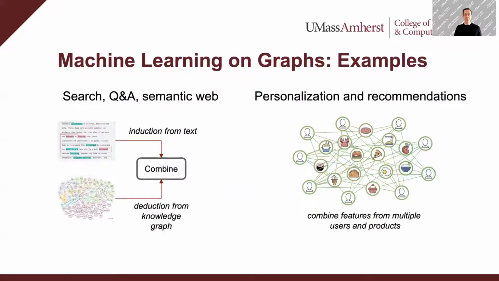Machine learning on graphs in particular is becoming increasingly popular in many applications, such as search, Q&A, semantic web, where you have a knowledge base and you want to integrate deduction from this knowledge base with induction from information that you extract from the text, and also personalization and recommendations. For example, you could have a graph that represents users, their relationships, whether they buy or like certain products, and how products are connected with each other. Then you can use this information to recommend products to users.